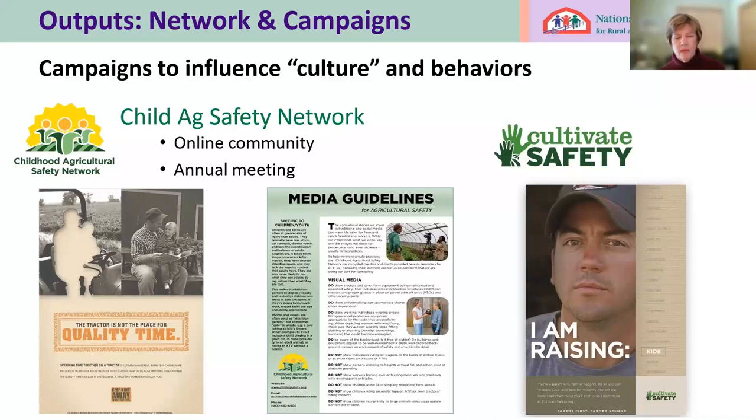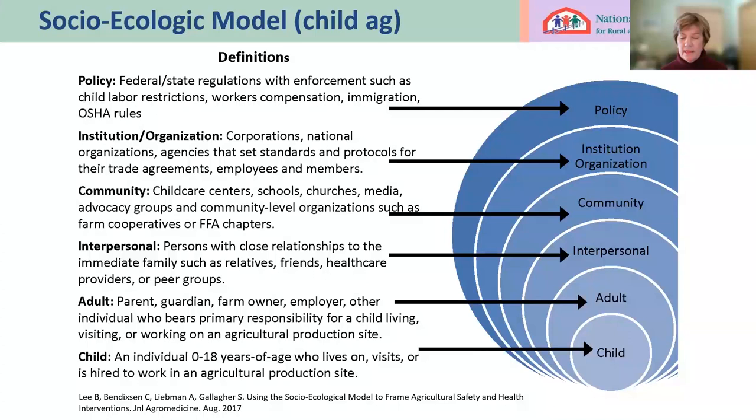In 2015, our center reset all projects to be based on the socio-ecologic model, which we adapted for childhood agricultural injury prevention. Over the years, our work has transitioned from a focus on parents to the model's outer layers of agribusinesses, farm organizations, and insurance providers. Our outreach engages groups like these, such as insurance carriers, farm cooperatives, and policymakers.